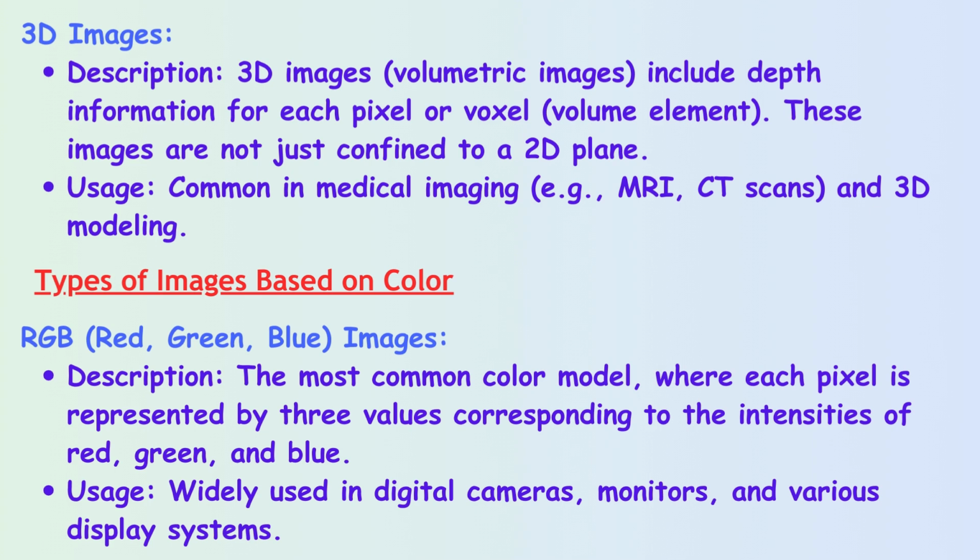Types of images based on color. RGB (red, green, blue) images. Description: The most common color model, where each pixel is represented by 3 values corresponding to the intensities of red, green, and blue. Usage: Widely used in digital cameras, monitors, and various display systems.